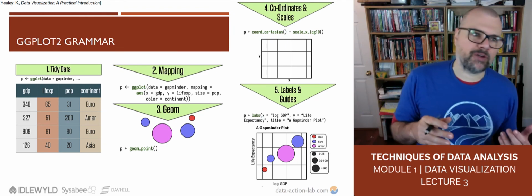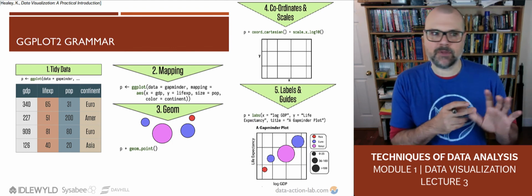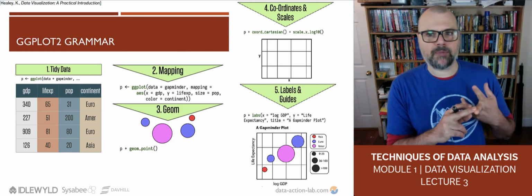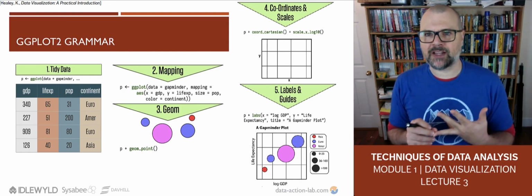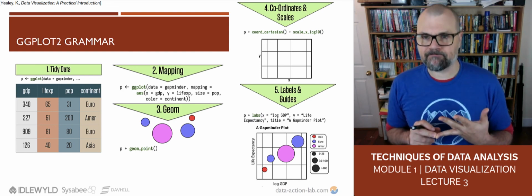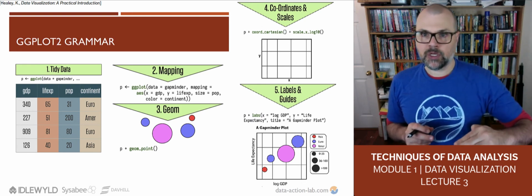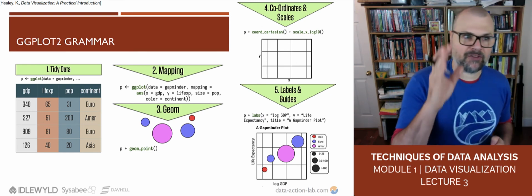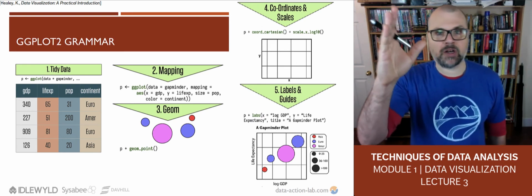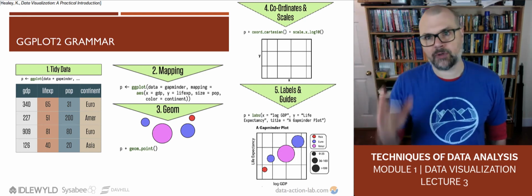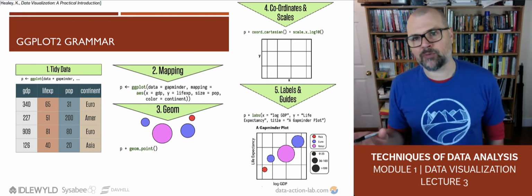So if you're measuring, for instance, the GDP, the life expectancy, the population, and the continental membership of a country, you'd have all your countries in rows. And for each of these countries, you would have one GDP measurement, one life expectancy measurement, one population measurement, and one continental membership measurement.